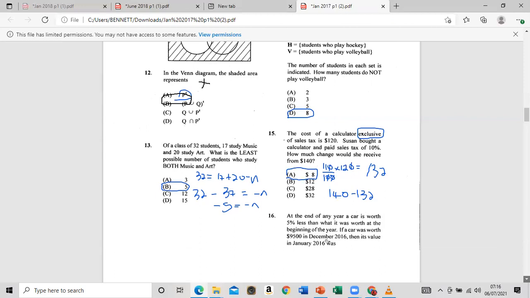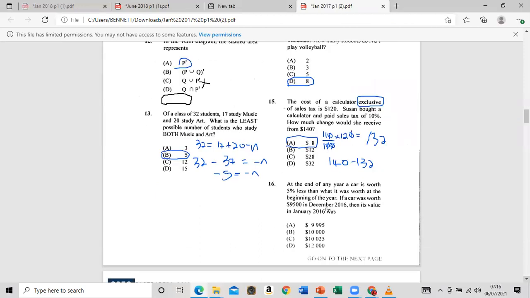I love this question. I did this one last year with my students. I'm going to get a distinction.